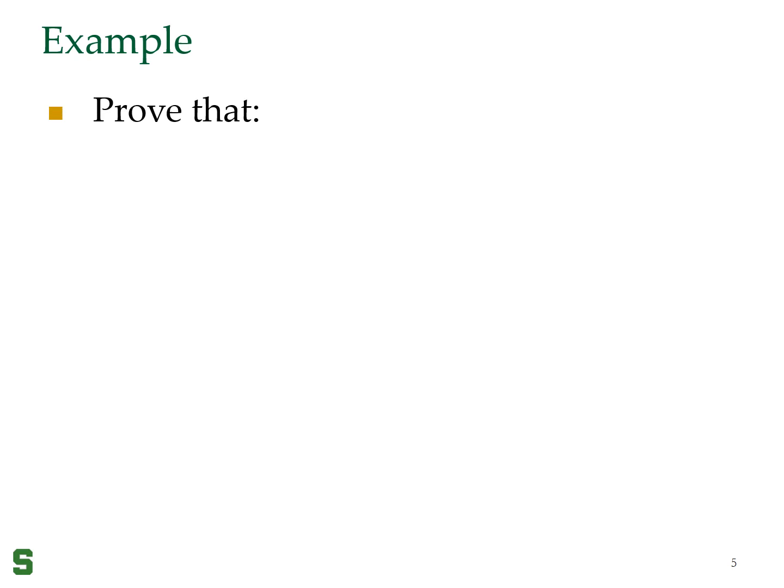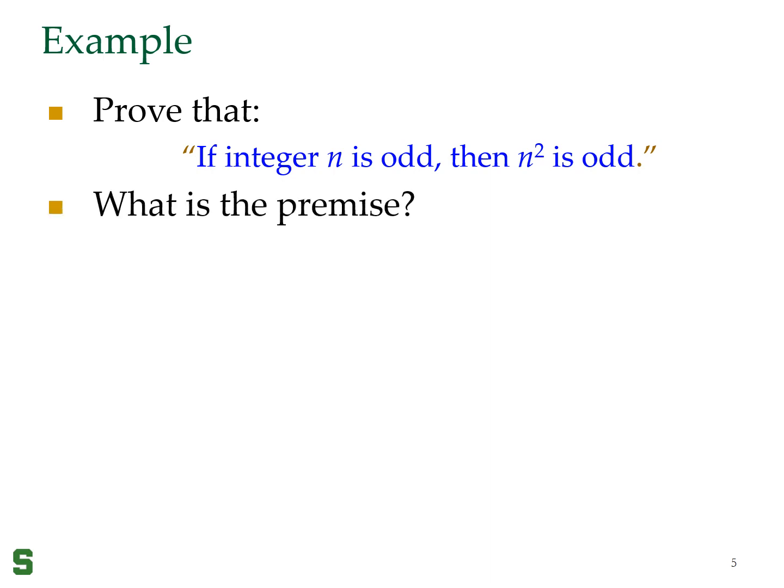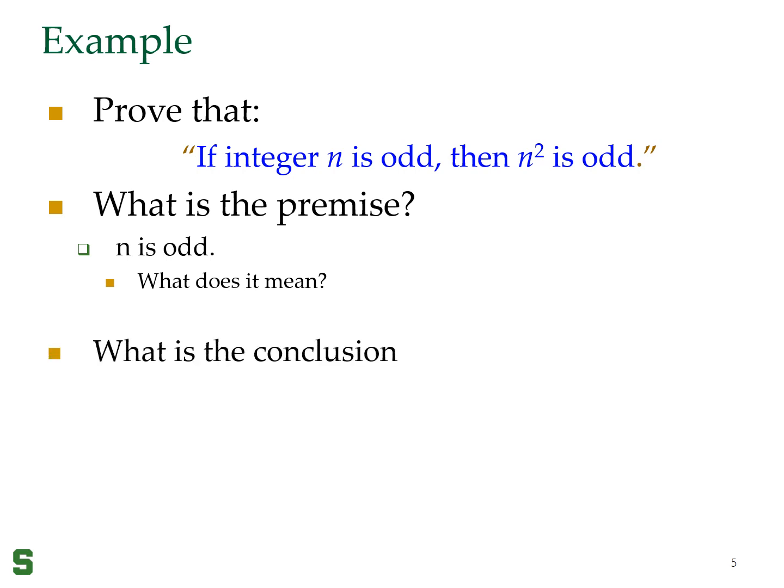Let's look at another example. Here we want to prove if an integer n is odd, then n square is odd as well. Okay. First of all, what is our premise? The premise here is n is odd. Well, what does it mean n is odd? What is an odd number? I want you to think about that. What is our conclusion? Our conclusion is n square is odd.